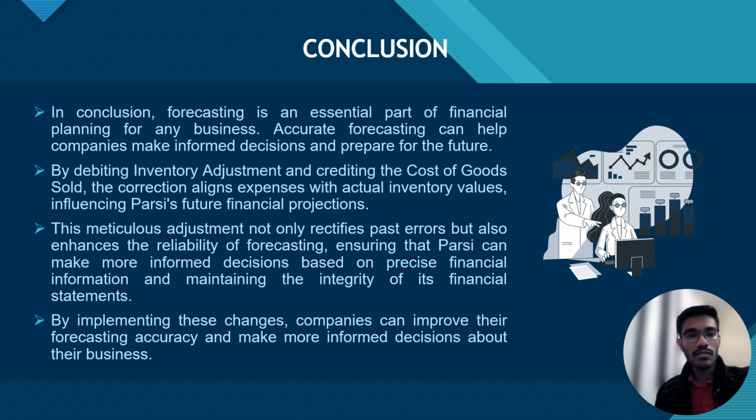This meticulous adjustment not only rectifies past errors but also enhances the reliability of forecasting, ensuring that Parsis can make more informed decisions based on precise financial information and maintain the integrity of its financial statements. By implementing these changes, companies can improve their forecasting accuracy and make more informed decisions about their businesses.